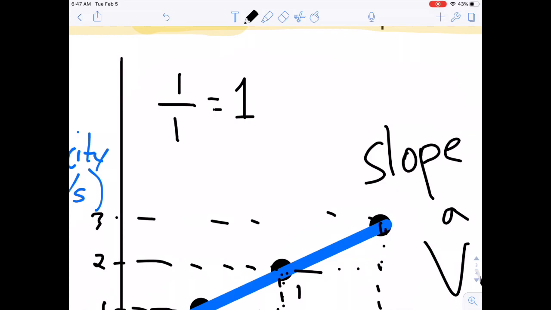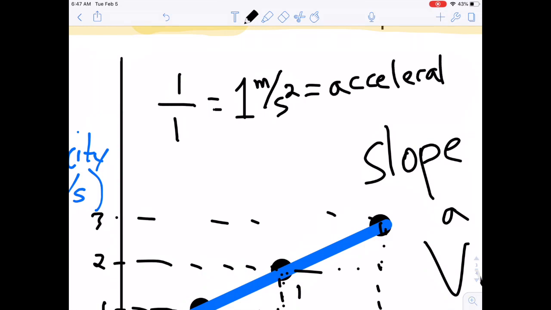Now our units for acceleration are meters per second squared. Those are our units for acceleration. So that is this creature's acceleration. Easy peasy lemon squeezy. So far so good, team. Good work.